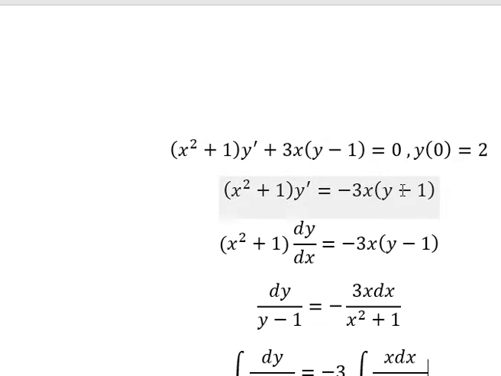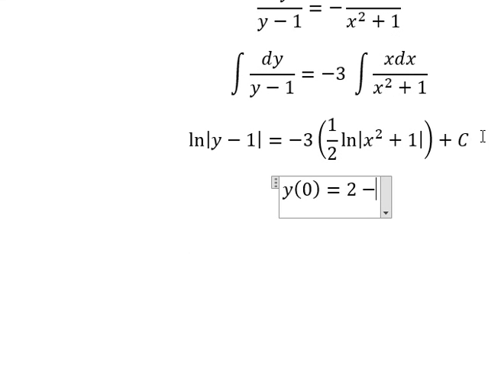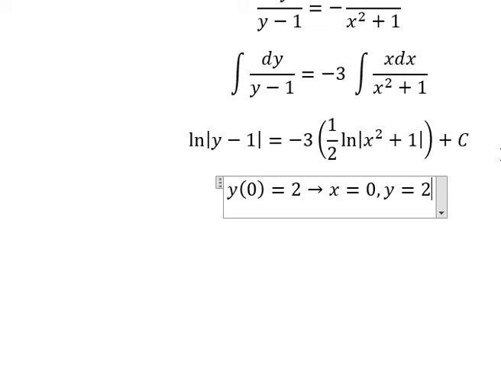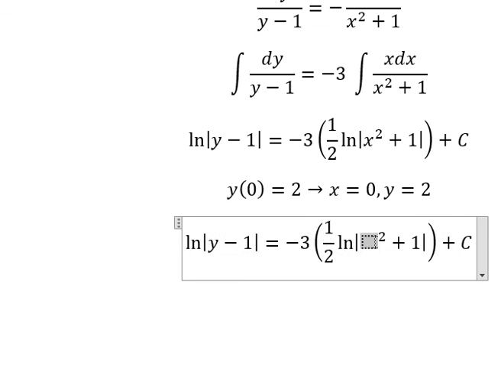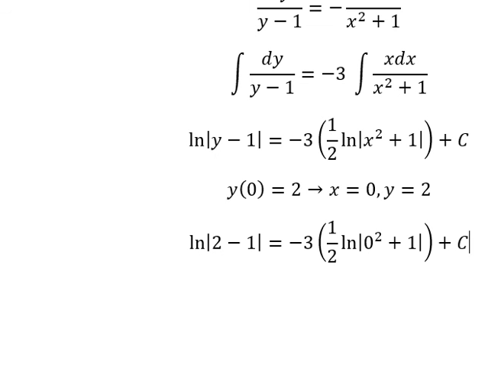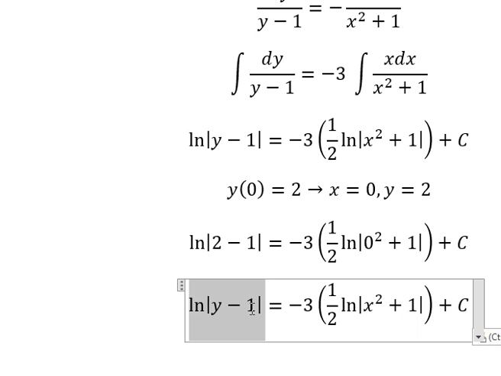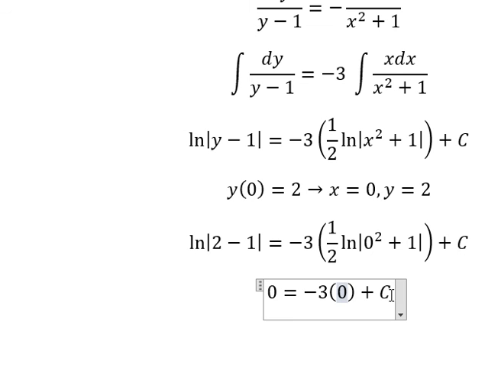Now we have the conditions. That means when s equals 0, y equals 2. And now we put 0 and 2 in here to find the value of c. So we see that ln 1 you got 0, ln 1 you got 0 in here. So c equals 0.